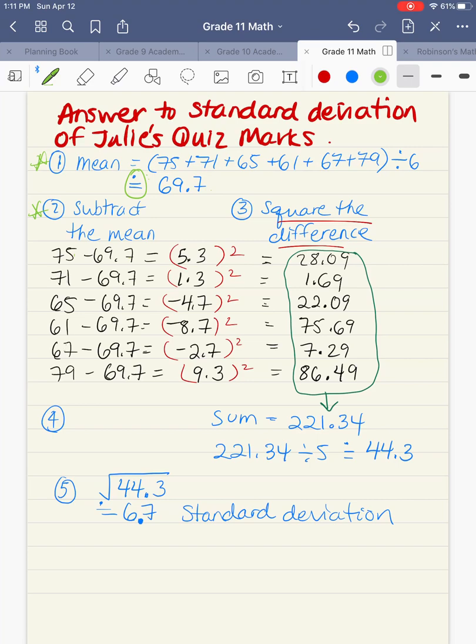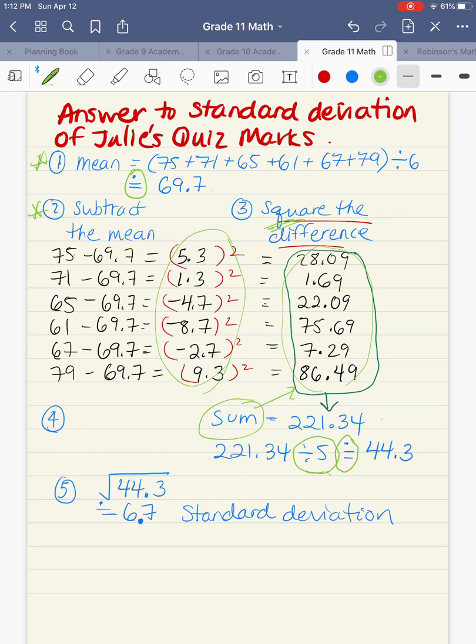And then for step 3, we're squaring the difference. So we're taking all of those answers that we got after subtracting the mean and we are squaring them. Step 4, we need to find the sum. Here we found the sum of all of our squares. We added all of these together and we got 221.34. And then we divide by 5 because 5 is 1 less than the total number of data points. And we got approximately 44.3. Again, you'll notice that I rounded to 1 decimal place. We have the approximate sign right here.